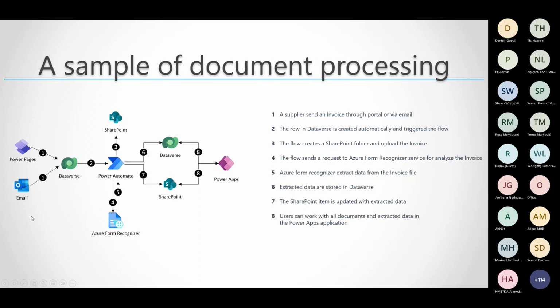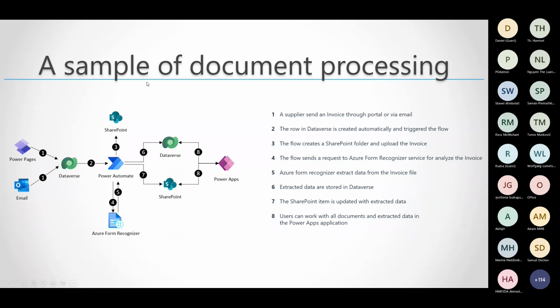Our suppliers or partners were able to send documents via email or upload them via a Power Pages portal, using their dedicated team area. Once the document was uploaded to Dataverse, we saved initial data, for example, the file name, who uploaded or sent us this document, where it came from, etc. And the Power Automate flow was triggered, and this flow did several actions for us.